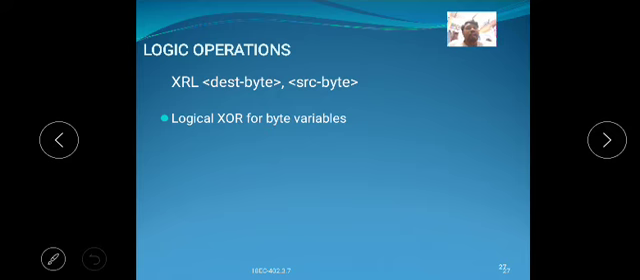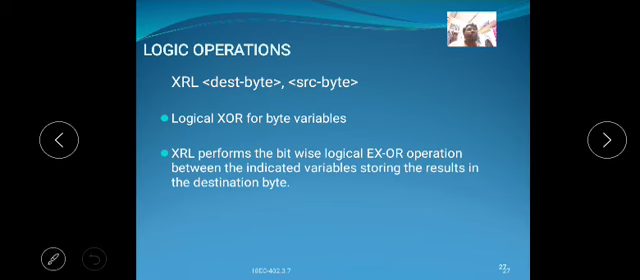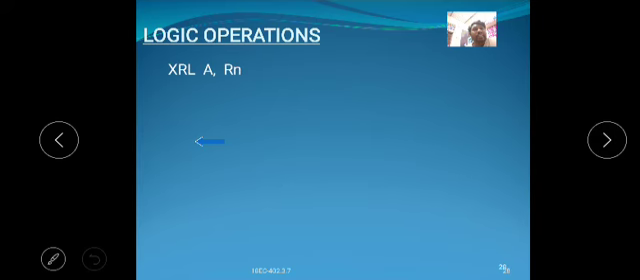The logical XOR for byte variables. XRL performs the bitwise logical XOR operation between the indicated variables, storing the result in the destination byte. No flags are affected.